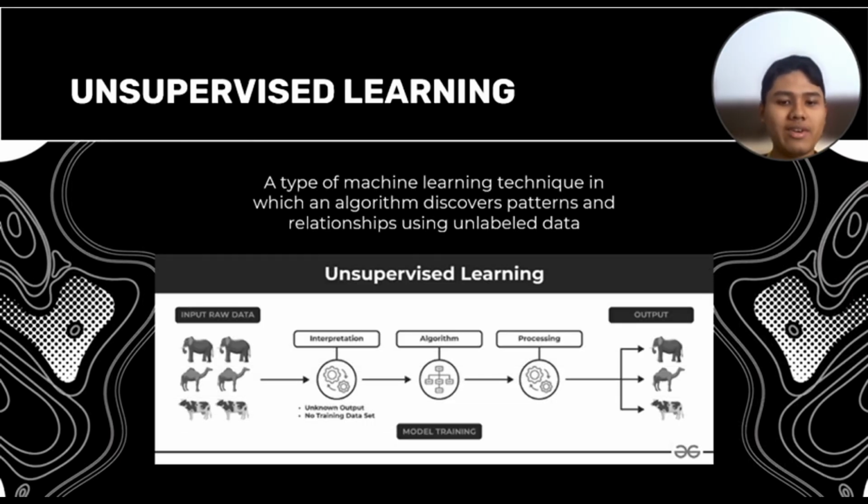So I would like to talk about unsupervised learning. In unsupervised learning, we do not give the machine any training datasets to reference. So they will interpret the data themselves and create an algorithm themselves. They'll process it and give their respective output data.